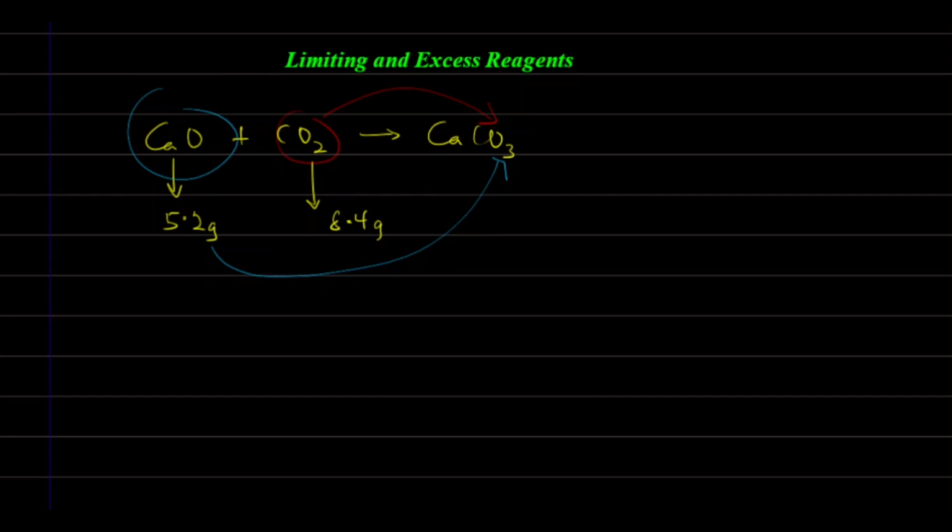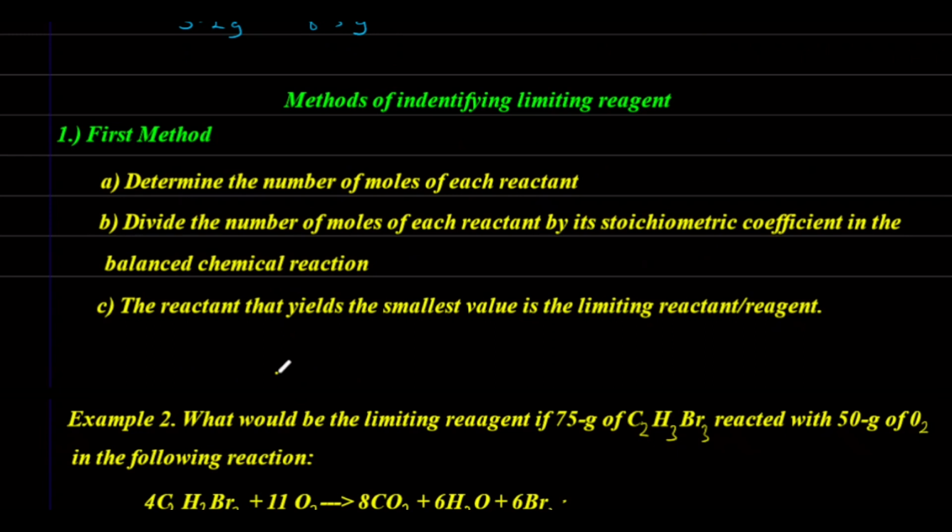Since we have understood what we mean by limiting and excess reagent, the next thing is to learn how to identify the limiting and the excess reagents in any chemical reaction. So there are two approaches that we can use to identify the reactant that is limited. So let's start with the first approach. The first method of identifying the limiting reagent has 4 steps.